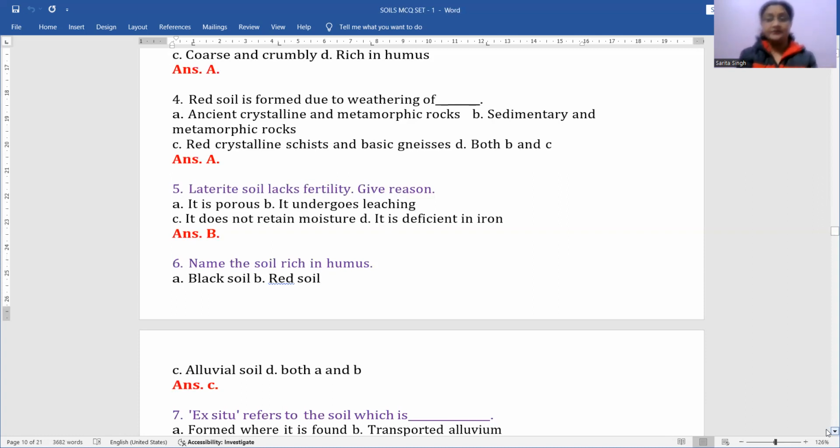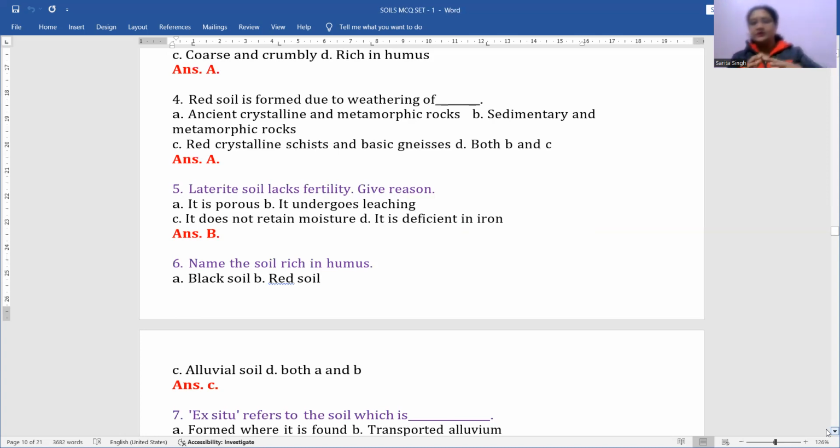ठीक है, यहाँ पर हम क्या बात कर रहे हैं? लेटराइट सॉइल की फर्टिलिटी को लेके. ओके, दैट मींस द न्यूट्रिएंट्स आर लॉस्ट. और इसमें से कौन सा फैक्टर जो है वहां पर ज्यादा इंपॉर्टेंट हो जाएगा? इट इज पोरस? नो, इट अंडरगोज लीचिंग. क्योंकि हम सब जानते हैं कि लीचिंग प्रोसेस क्या होता है.